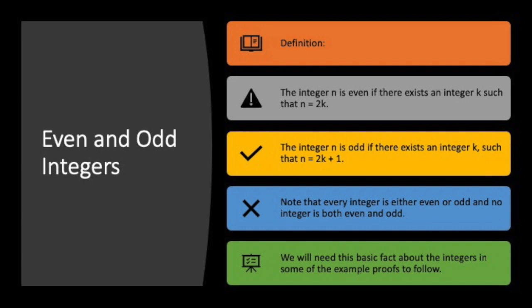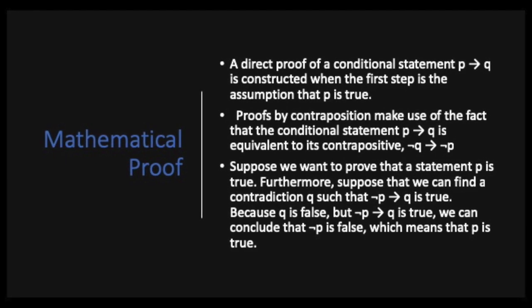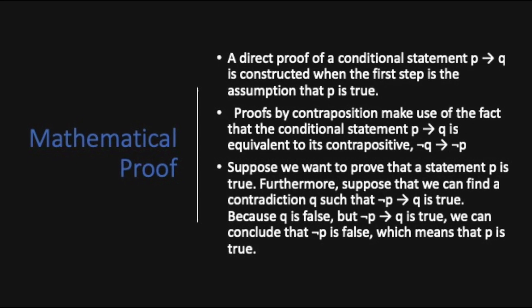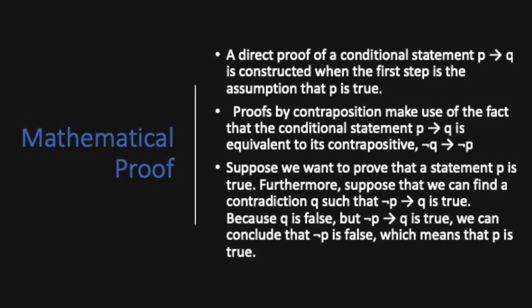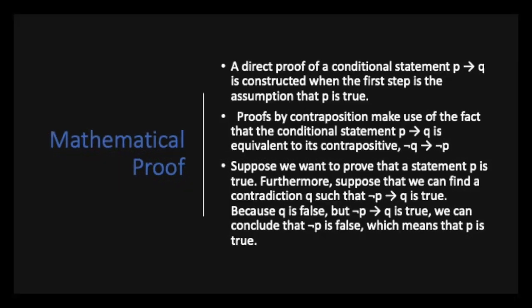So from the definition of integers, we know n is even if n is equal to 2k, and n is odd if it is 2k plus 1. Now it's very important to keep this in mind when we start to work on direct proofs, because in direct proof we start by the assumption that p is true, and we end up with q, proving that p implies q is true.